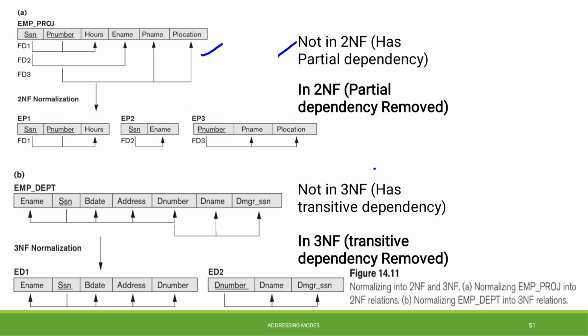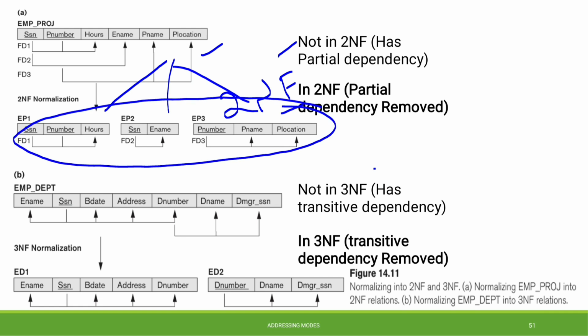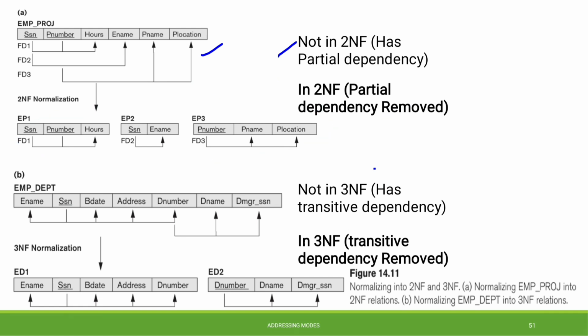Okay. Now when partial dependency is removed, by dividing that table into three small tables, those are brought to 2NF. That is what this is indicating. Okay. Next, let us see an example for 3NF.